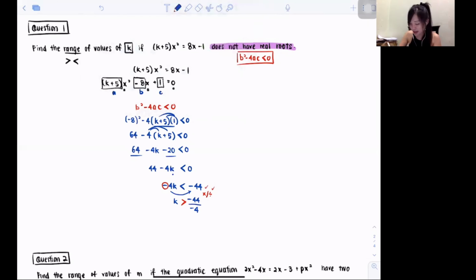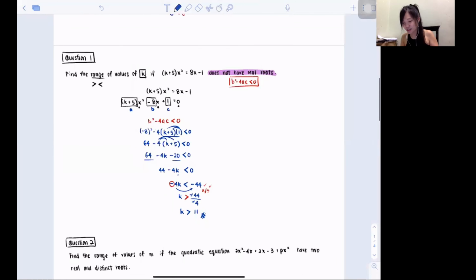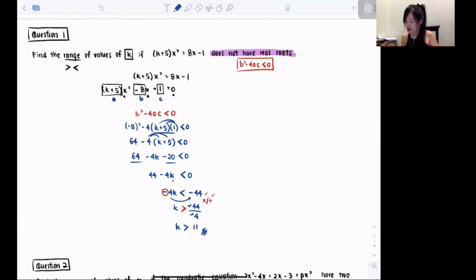Please reverse it, okay? So K bigger than negative, positive 44 divided by 4, and my answer should be K bigger than 11. So that means if my K is bigger than 11, I put back to the equation, then they won't have any real roots. That is how I find that. Do you guys think you all understand or not? I hope you all understand.